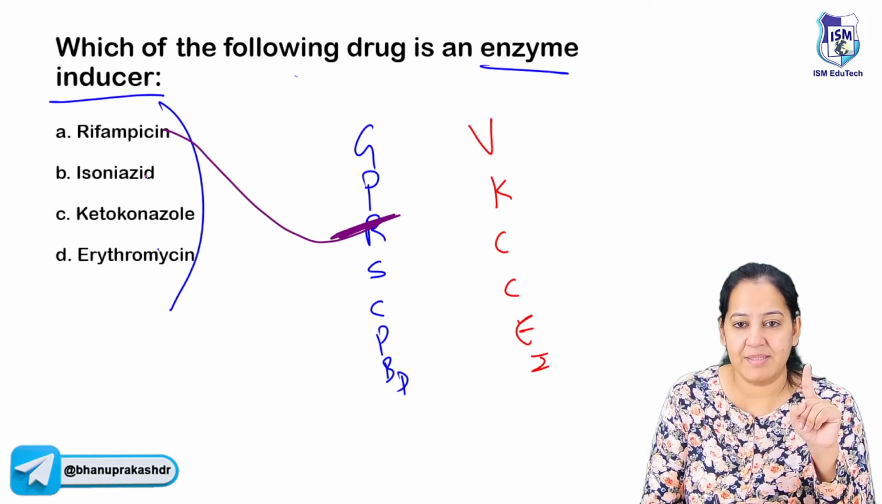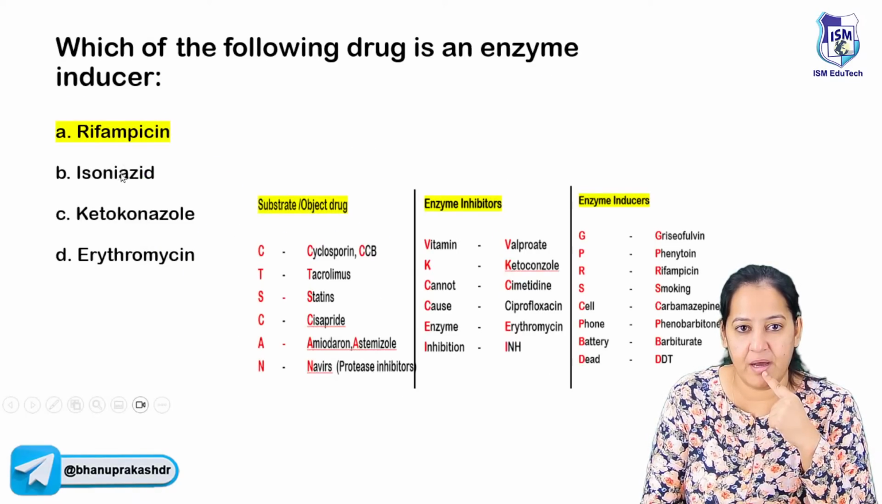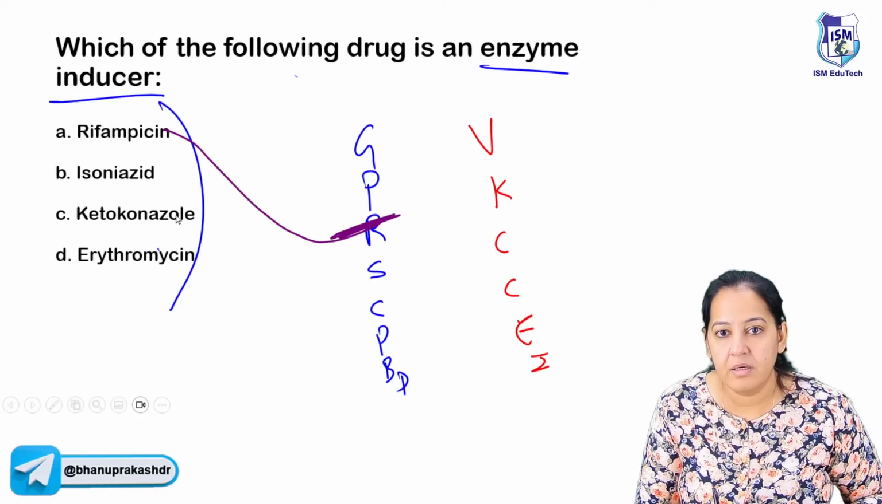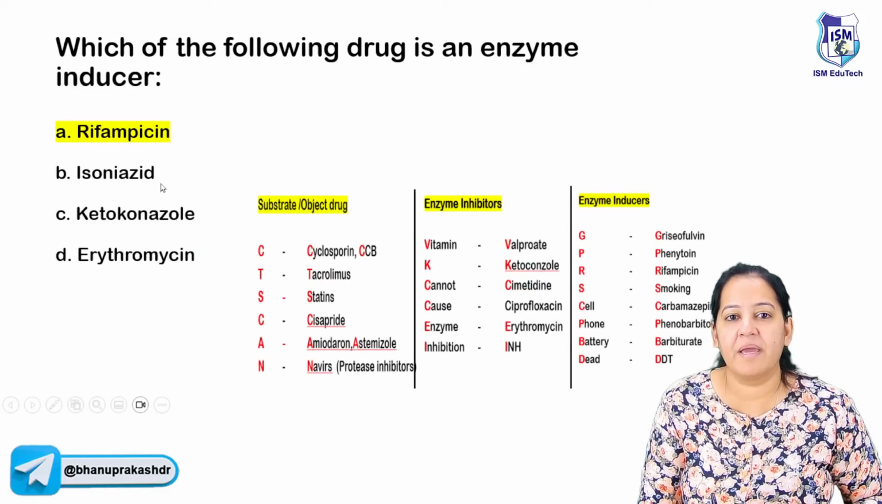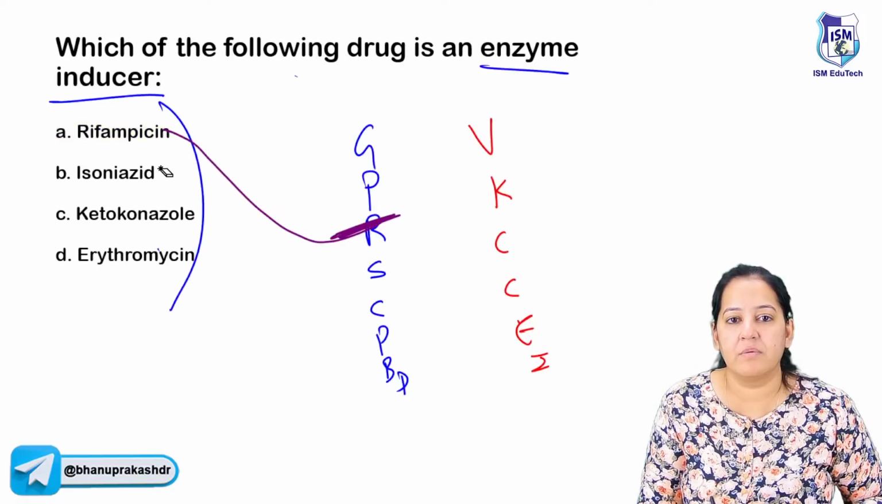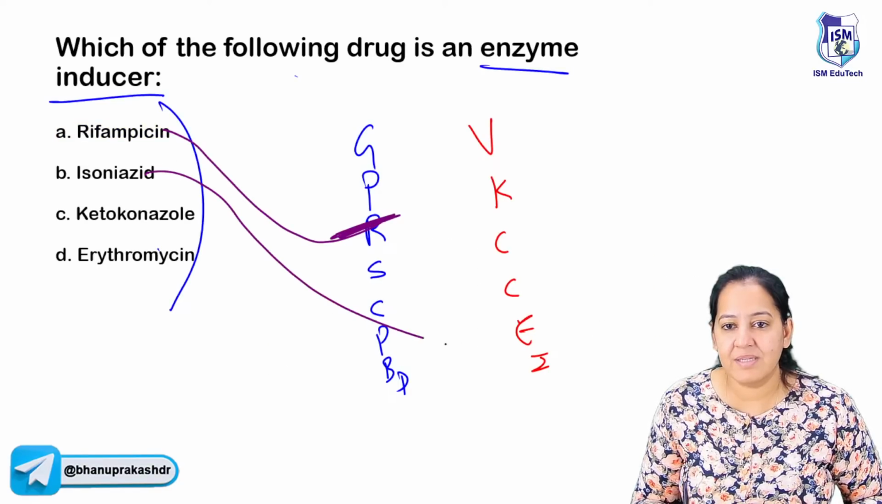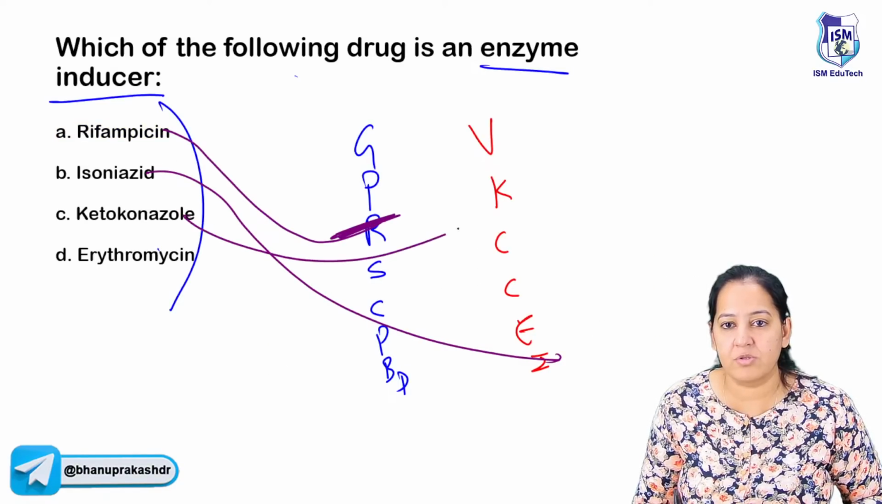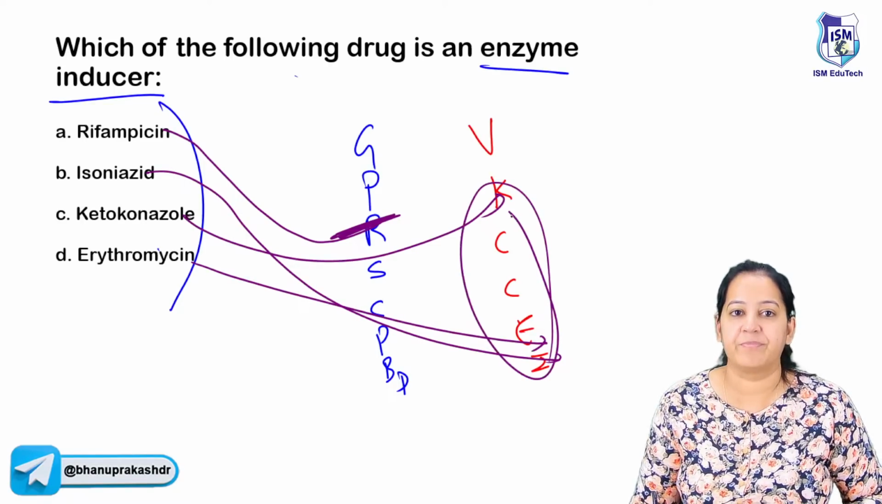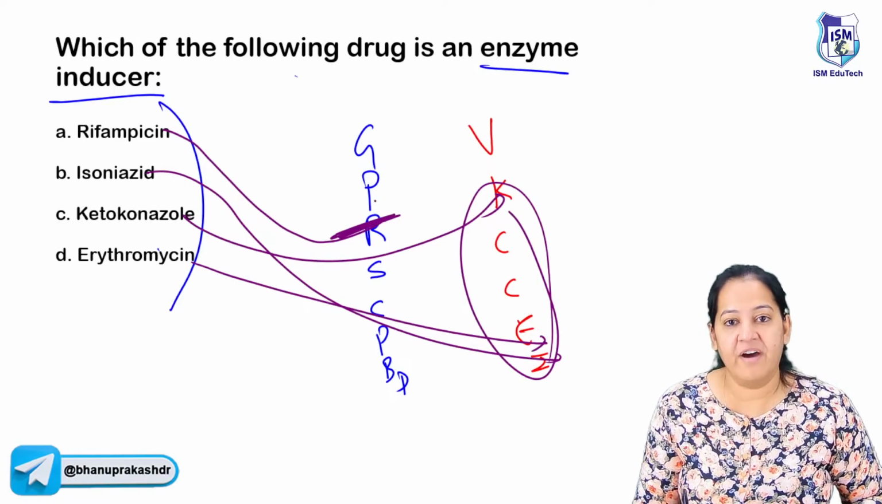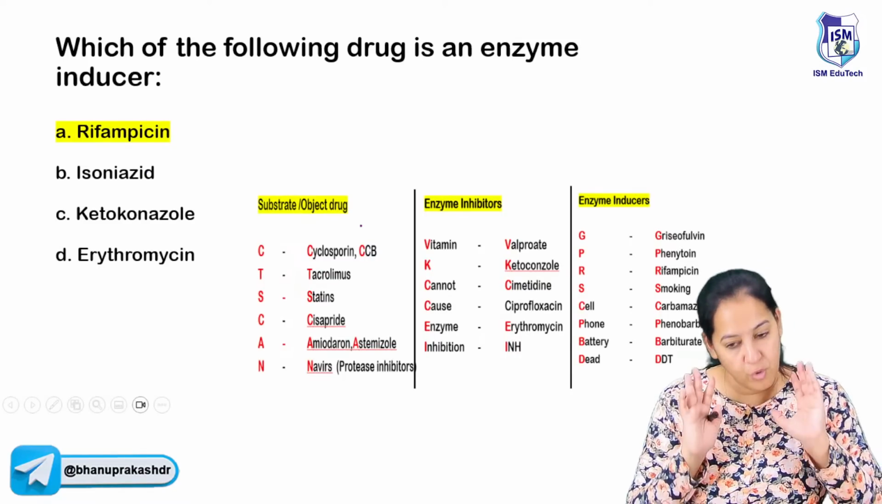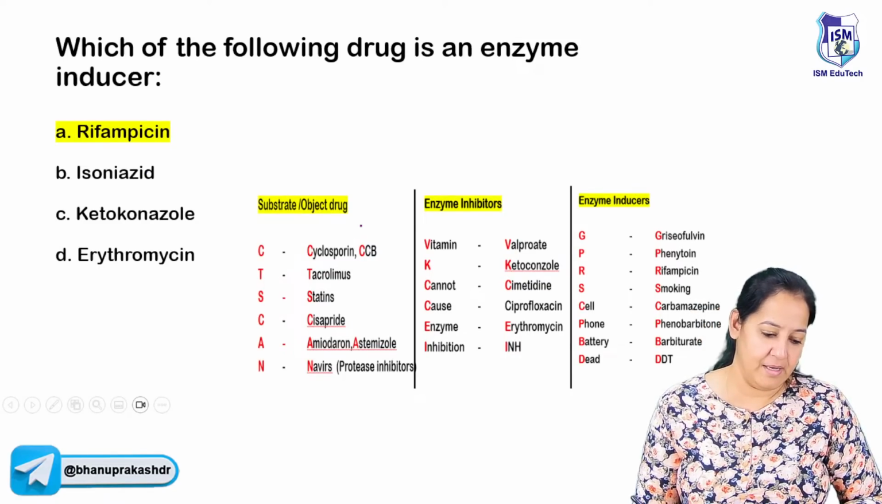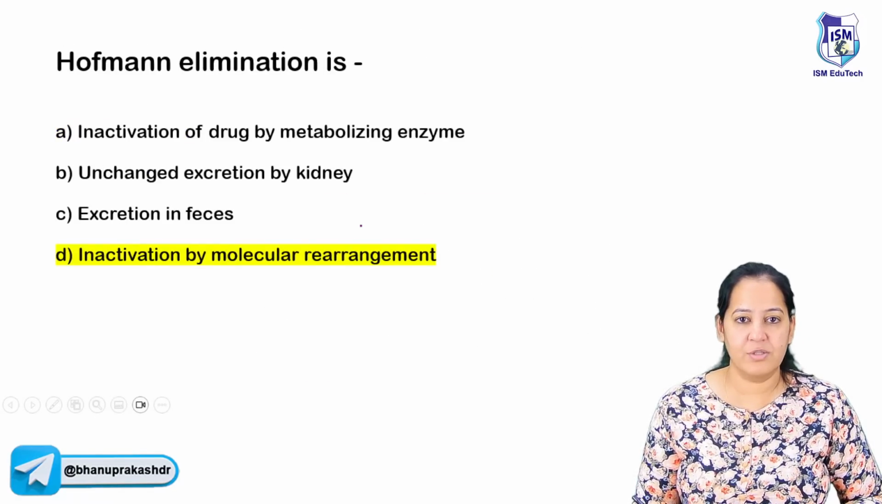But what about isoniazid? Isoniazid is coming in the other list. Ketoconazole is also coming in the other list, and erythromycin is also coming in the other list. So the other three are enzyme inhibitors. Only one of them is an enzyme inducer, that is rifampicin. If you know all the lists, you can answer it very easily. Okay, got it. So you get many questions on that.